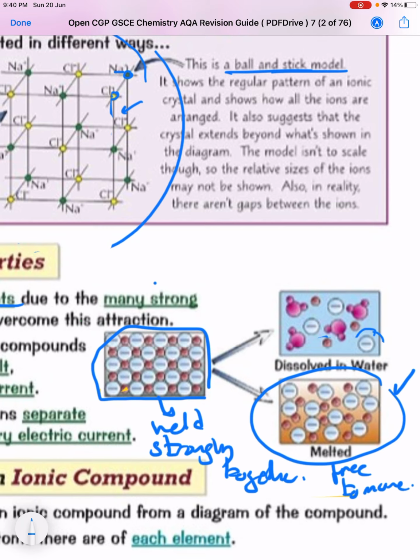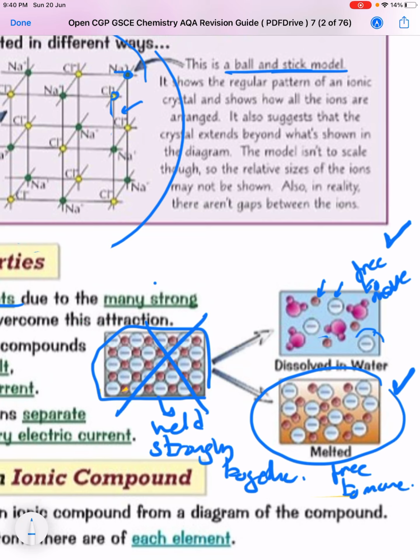The same thing when they're dissolved. Look at that. When they're dissolved, the ions are surrounded by water from each direction. So also here the ions are free to move. And once I see a charged particle that is free to move, it can conduct electricity. So that's why the main properties of the ionic compound are that they can conduct electricity when dissolved, and they can conduct electricity when they're molten, but they can't conduct electricity when they're solid.